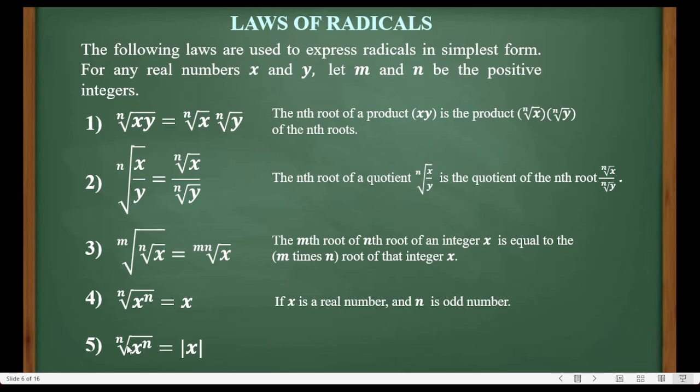But when it comes to number 5, we have the nth root of x to the n is equal to the absolute value of x. Now, of course, there is a condition, and that is if x is also a real number but the index n is an even number. Now for us to fully understand the difference between law number 4 and law number 5, we will go to some illustrative examples for these related laws of radicals.